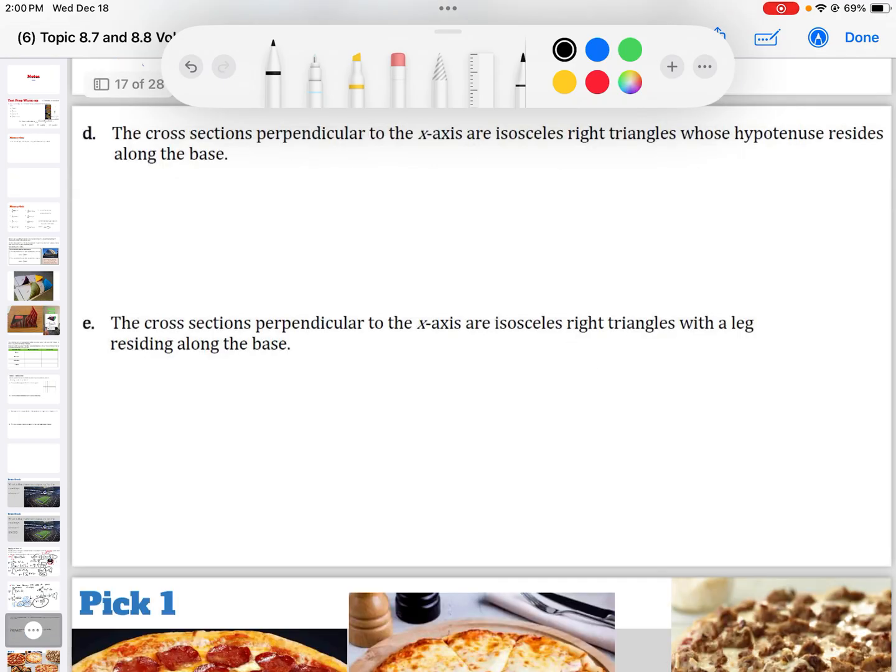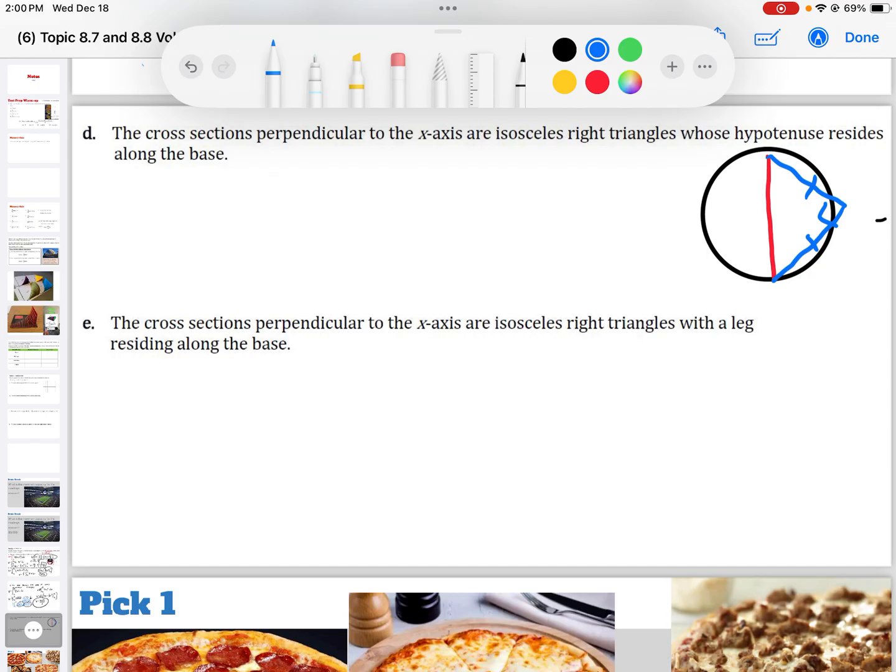All right, last two. This time the cross sections are perpendicular to the x-axis, and this time they are isosceles right triangles whose hypotenuse resides along the base. So I have that circle, and I've got this triangle where the two sides that are equal are the blue ones, and the hypotenuse is going along the base.